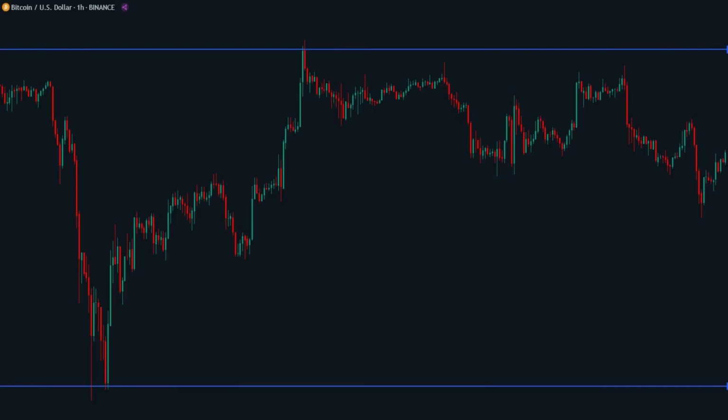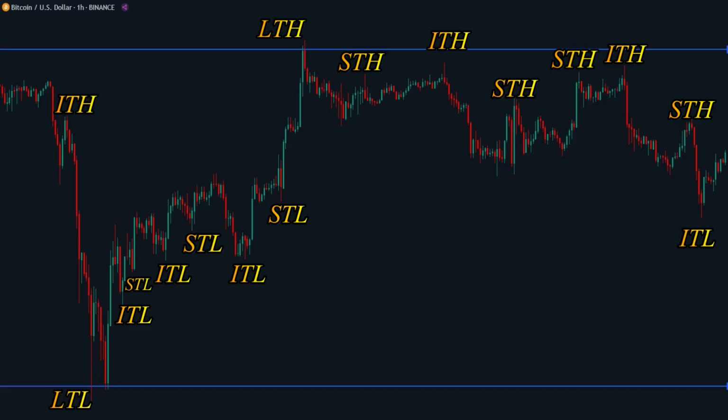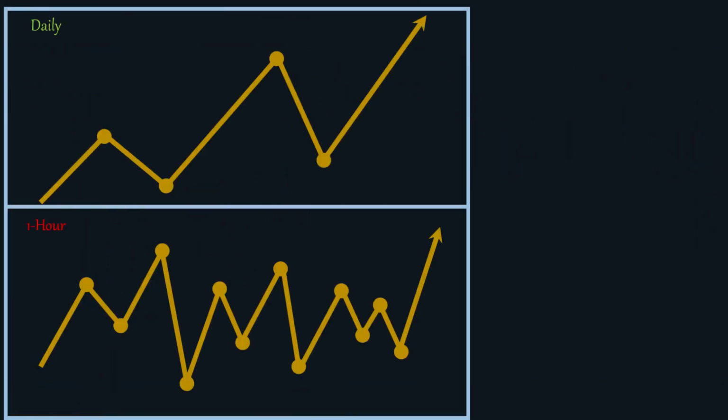Understanding market structure generally comes down to identifying swing points. The market continually creates new highs and lows, which can be categorized as short-term, intermediate-term, and long-term based on specific definitions. However, simply identifying these areas is not a sufficient reason to enter a trade. It's crucial to also predict the correct market direction.